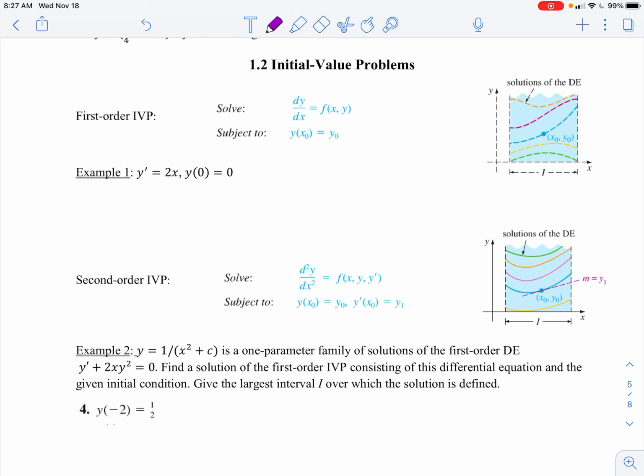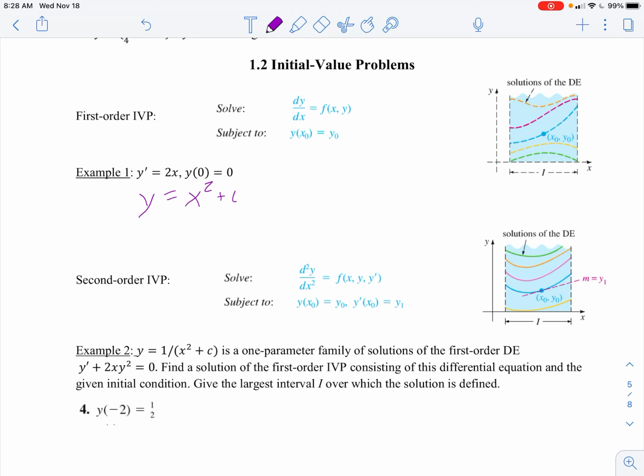We'll go ahead and look at example 1. We have y prime is equal to 2x, and if I wanted to find the solution to that differential equation, here we would integrate both sides, but we should already know it's going to be y equals x squared plus c. And that plus c, what we have is a solution, but it's a family of solutions because we don't know what that value of c is.